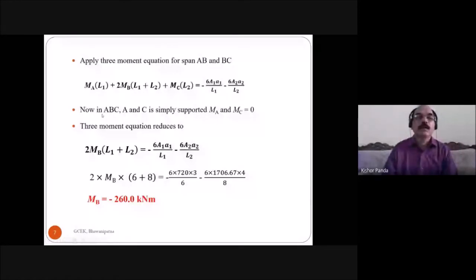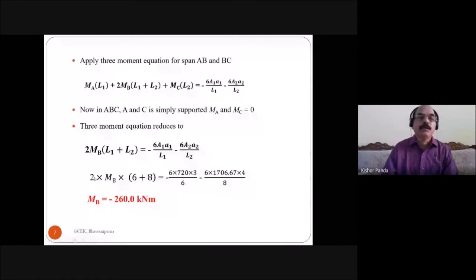Now in ABC, A and C are simply supported, so M_A and M_C are equal to 0. M_A is 0 and M_C is 0. Only this moment, M_B, you have to find out. This is the unknown moment. Then the three moment equation reduces to, after putting M_A and M_C equal to 0, 2 M_B (L1 plus L2) is equal to minus 6 A1 x1 by L1 minus 6 A2 x2 by L2.